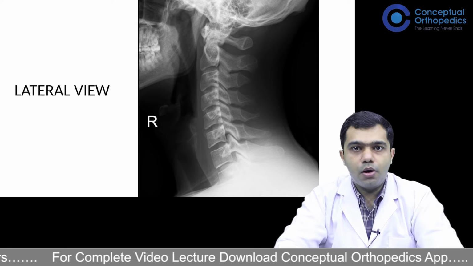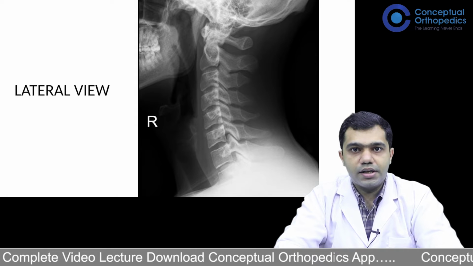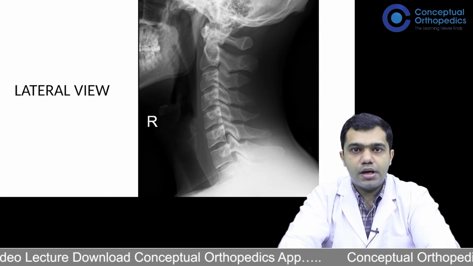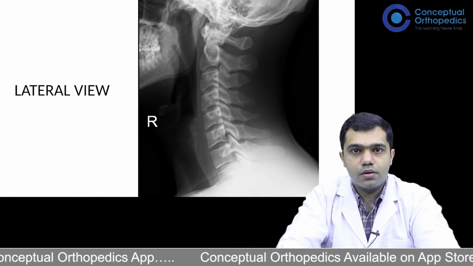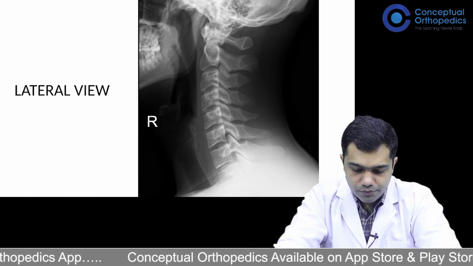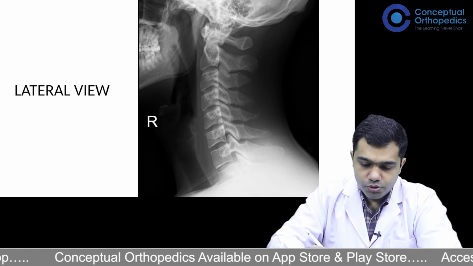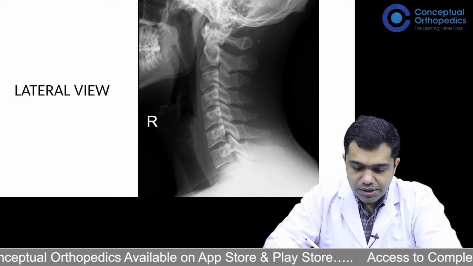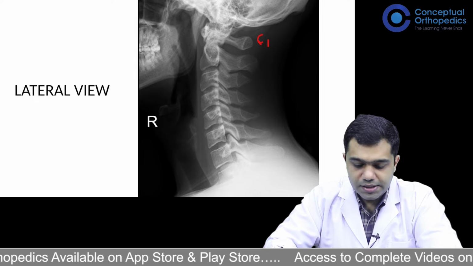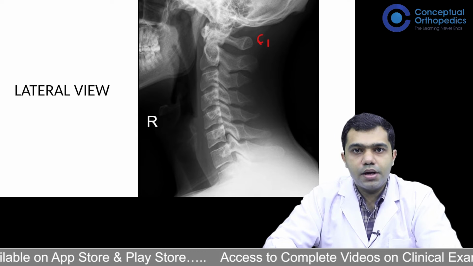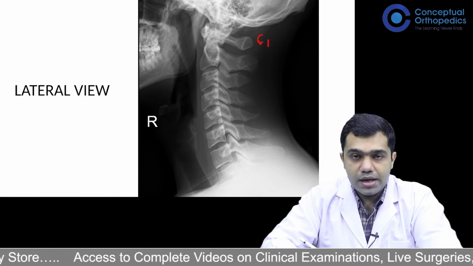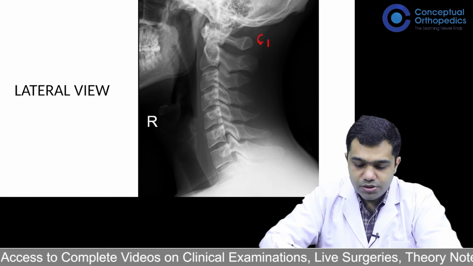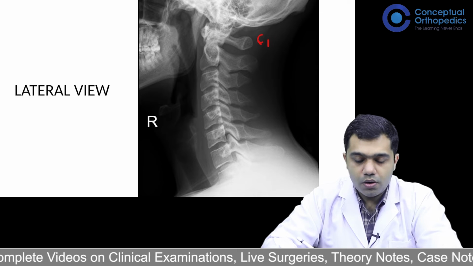So let us see the normal anatomy of the cervical spine. The first point is, how do you accept whether this particular exposure is adequate or not? You start counting from top to bottom. The first vertebra, C1, is visualized as this. Even though the C1 vertebra doesn't have a spinous process, the posterior arch is quite prominent, and hence you see a posterior arch on your X-ray.